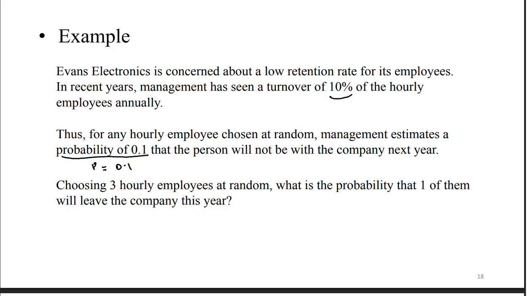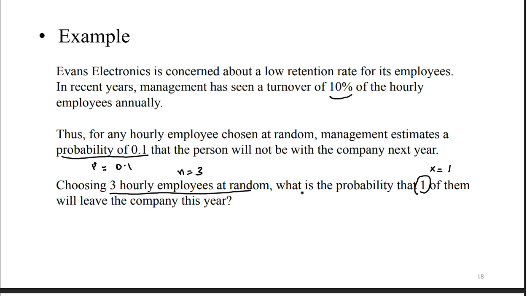Choosing 3 hourly employees at random. What is the total number of participants taken in this experiment? N equal to what? 3 hourly employees at random. What is the probability that one of them, so our one here represents the number of successes, X equal to 1, one of them will leave the company this year.